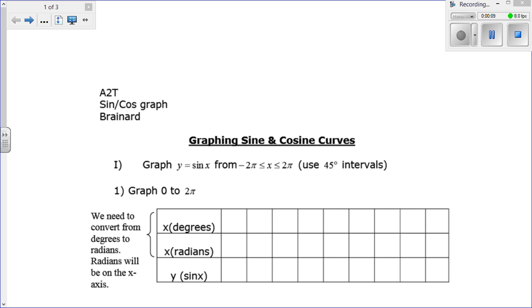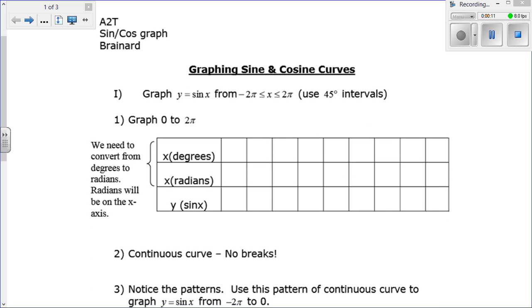Today we're going to learn how to graph the sine and cosine curves. First thing we're going to do is graph y equals sine x from negative 2 pi to 2 pi using 45-degree intervals. So graph first from 0 to 2 pi. We are going to need to convert from degrees to radians, and we will use radians on our x-axis.